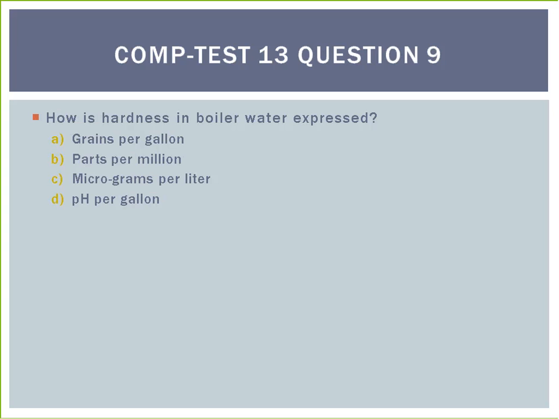Comp Test 13, question number 9. How is hardness in boiler water expressed? A, grains per gallon, B, parts per million, C, micrograms per liter, or D, pH per gallon?